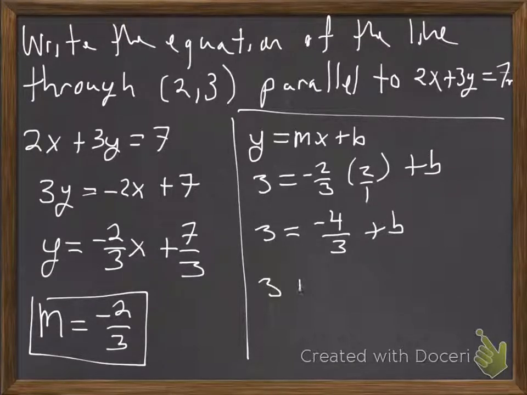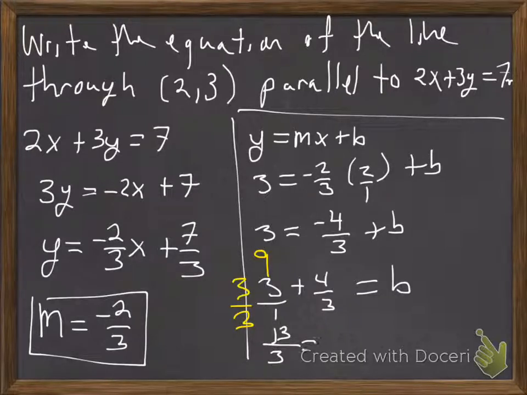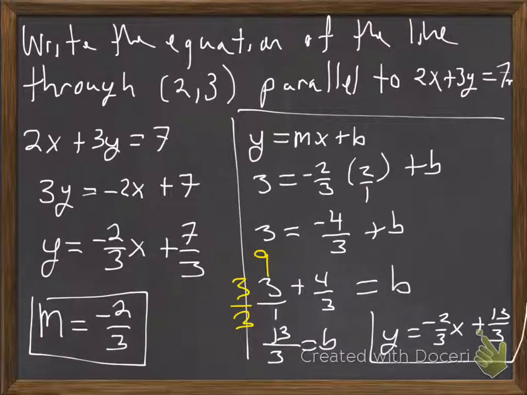To solve for b, we're going to add 4/3 to both sides of the equation. So 3 + 4/3 = b. To get a common denominator, I put the 3 over 1 and multiply by 3 over 3, so this would be 9/3. So 9/3 + 4/3 is 13/3, and that's our b. Then to put that all together, y = negative 2/3 x + 13/3. And that's the equation of our line.